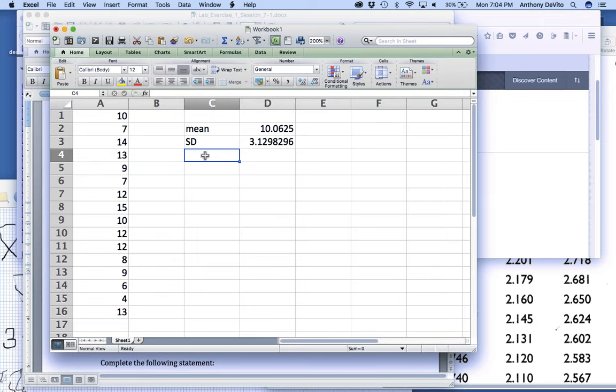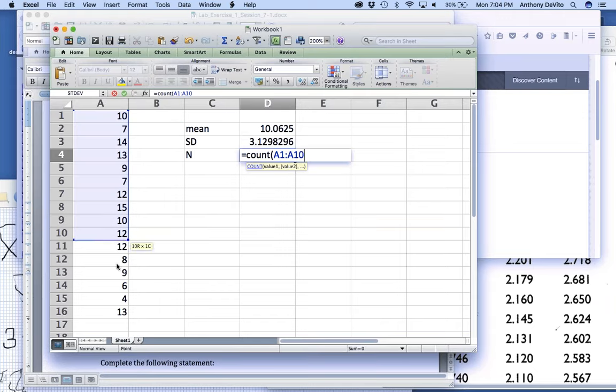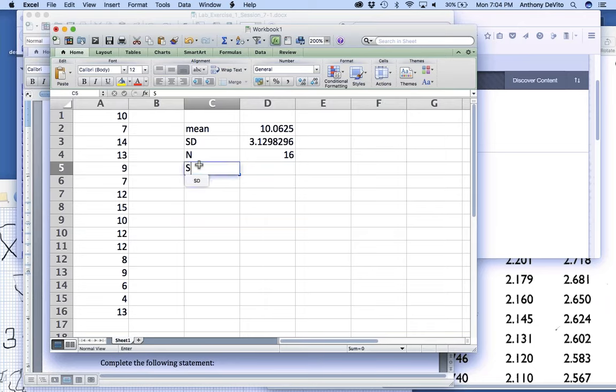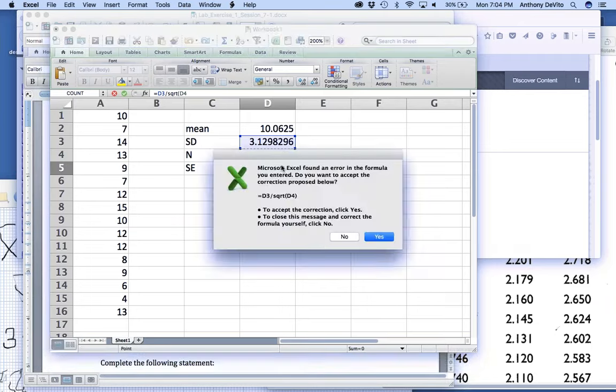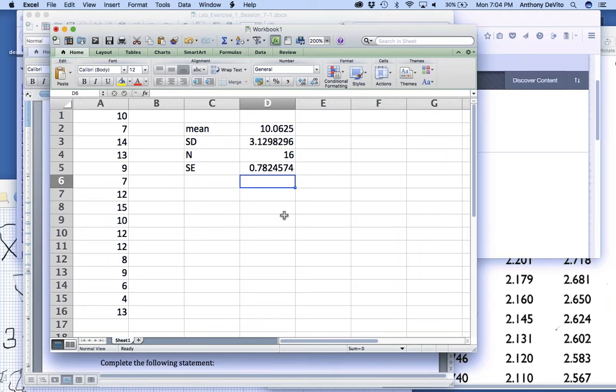Now, what's my sample size again? Sample size is 16. I'm going to do it this way, just so we can see that you can do it. Count, parentheses. I'm just going to highlight all of these values, and it'll count it for me. Sample size is 16. So in this case, if I calculate a 95% confidence interval, what am I going to use, the Z distribution or the T distribution? T, it's a small sample size. So our standard error is going to be equal to the standard deviation divided by the square root of the sample size. Yes. Okay, and that's our standard error.